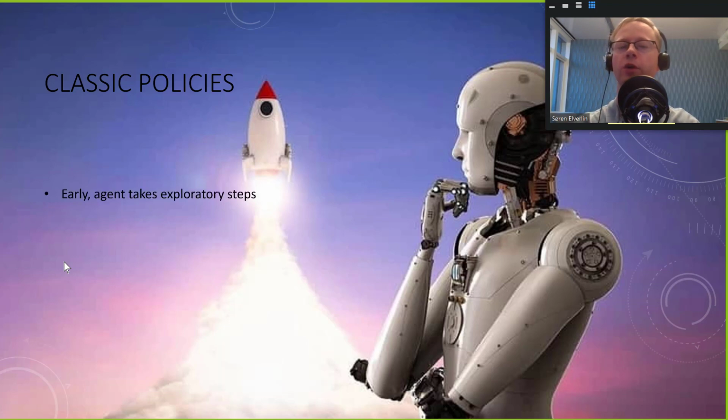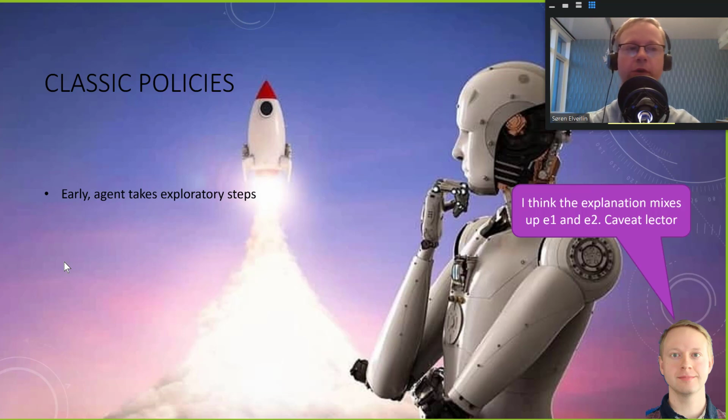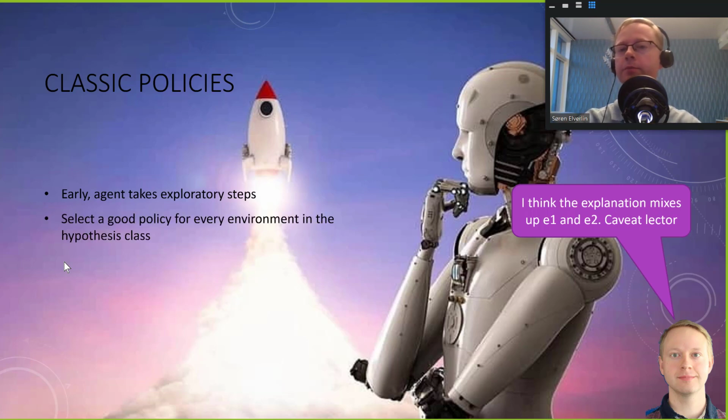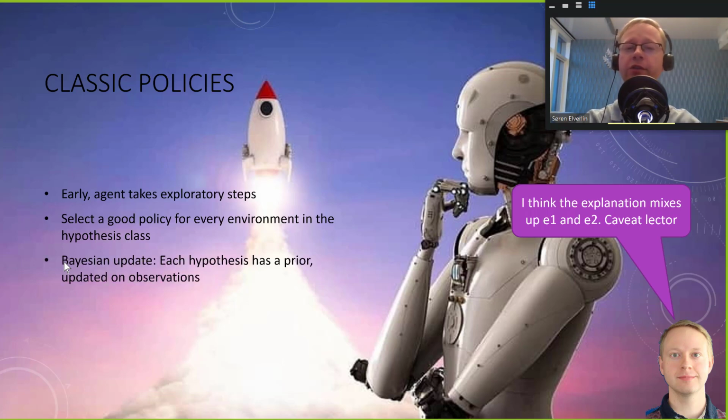Okay, what policies will a classical learner follow? Well, early on, the agent will probably take some exploratory steps. I should note here that I think in the explanation there is a place where it's written E1 and E2, and David may have mixed those two up, or I have misunderstood. So please be aware that that is also a live possibility. The next thing is the AI will select a good policy that will work for all the environments in the hypothesis class. If we're doing Bayesian updates, then each of the hypotheses has a prior, and we update that based on our observations.